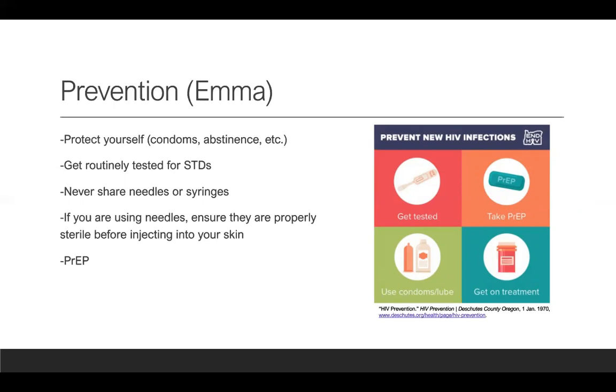The last prevention method that is used is called PrEP, which is a medication that can be prescribed to people who are at high risk for contracting HIV and is known to be highly effective. Most insurance companies will cover the cost of PrEP for people who are at high risk, and you can find out if you're eligible for PrEP by consulting with your healthcare provider.